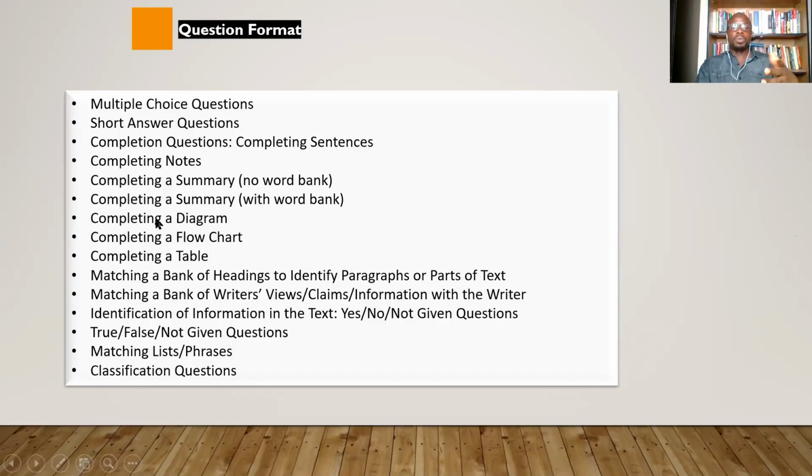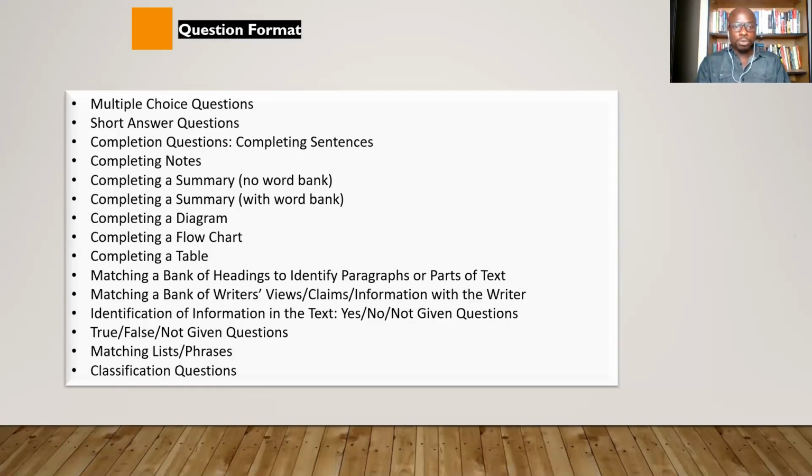You have completing diagram, where a diagram will be given to you. They can put the diagram of an animal, for example, and then ask you to label it based on the text that has been given to you. So if you follow the text properly, you are able to also label the diagram as they may have asked you to do.